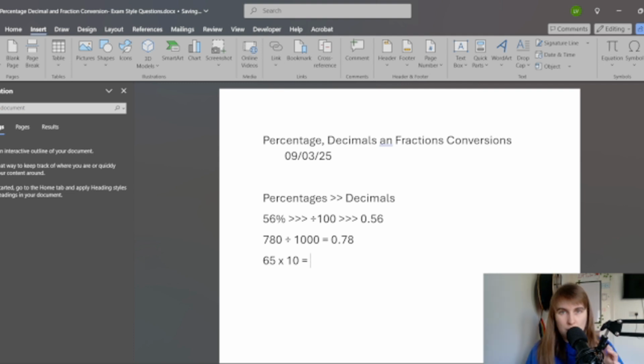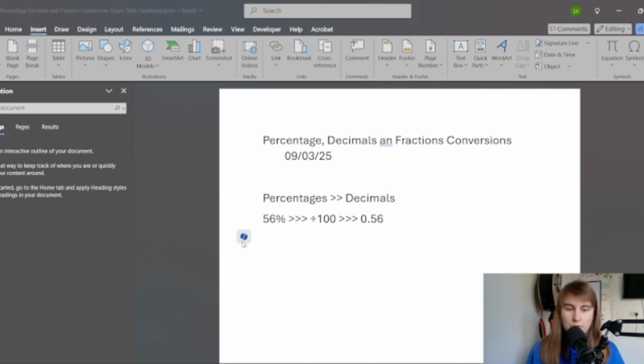Which is why when we multiply and divide by multiples of 10, we often speak of it in terms of taking off zeros or adding zeros. That's kind of what you're doing. But when you don't have zeros involved, you need to know that you're moving that decimal point so that you can move it inwards with the digits. But the digits always stay the same. Okay. So percentages to decimals, we divide by 100.